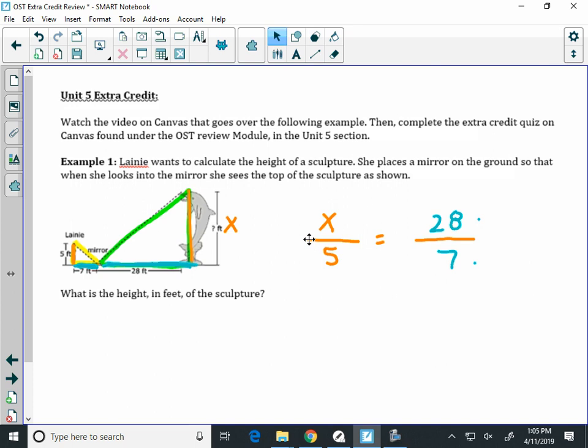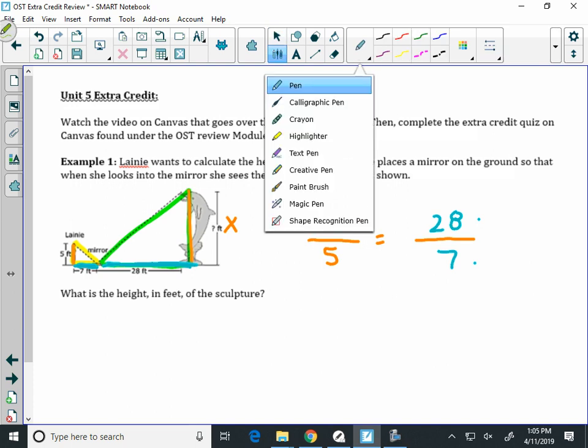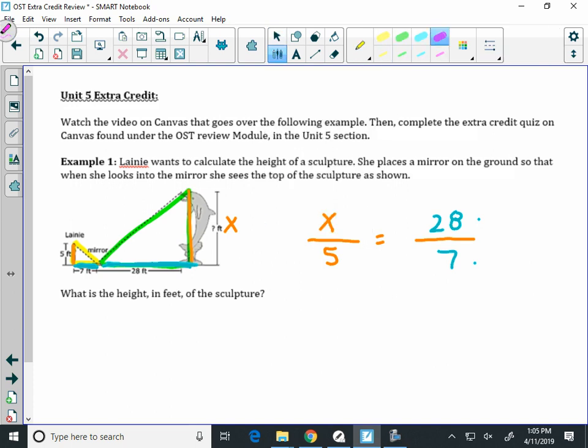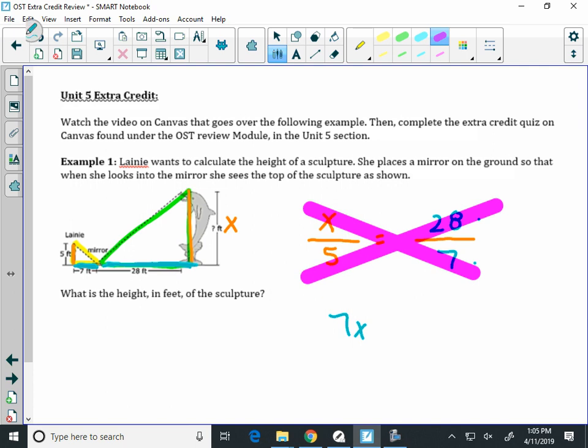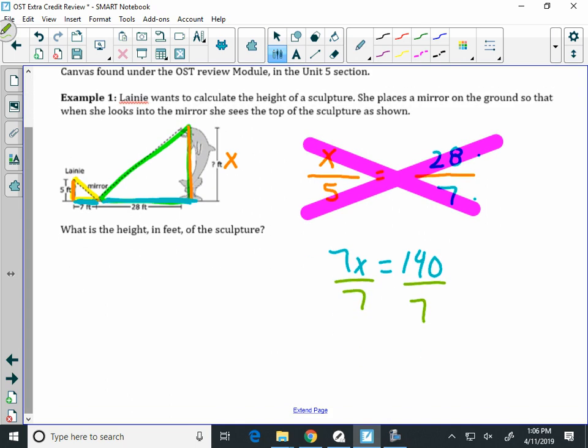And then to solve proportions, we cross multiply. So multiply those two together. X times 7 is 7x. Multiply these two together. 5 times 28 is 140. And to get x by itself, divide. So 140 divided by 7 is 20. So the height of the sculpture is 20.